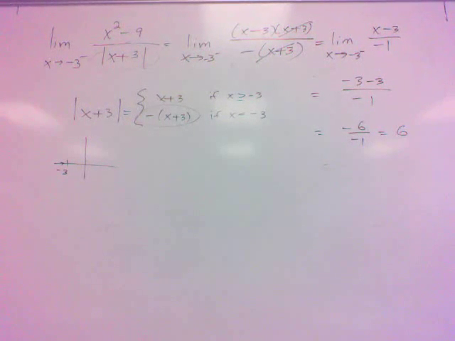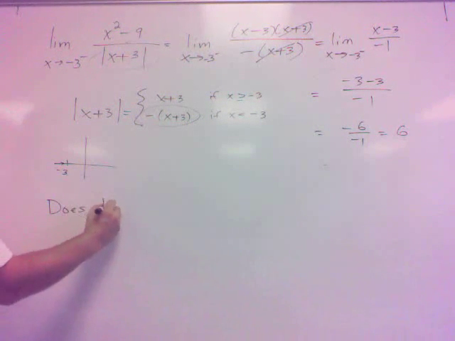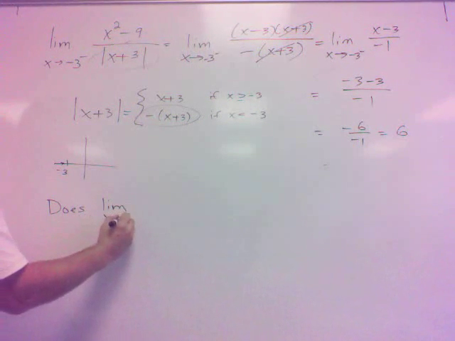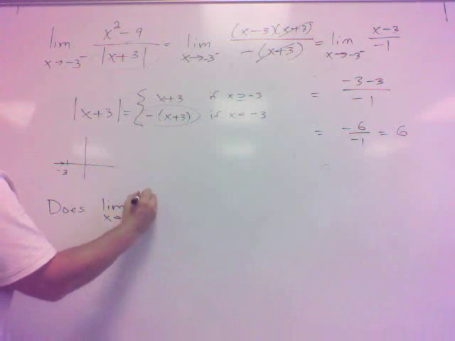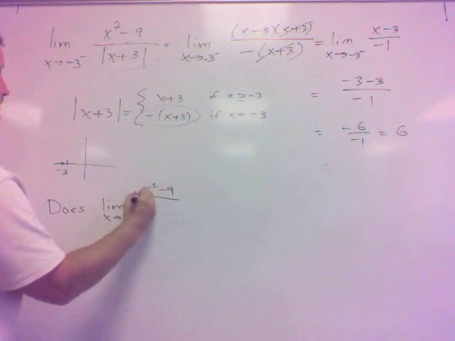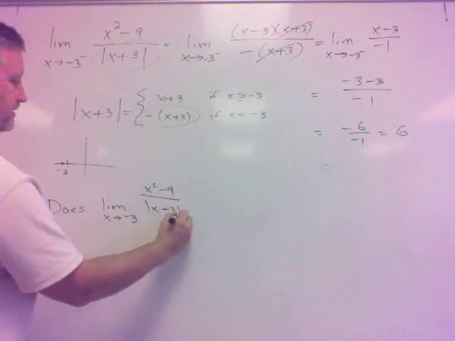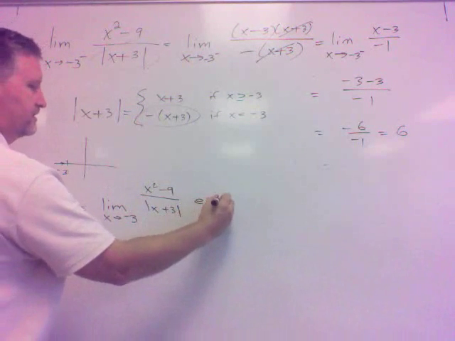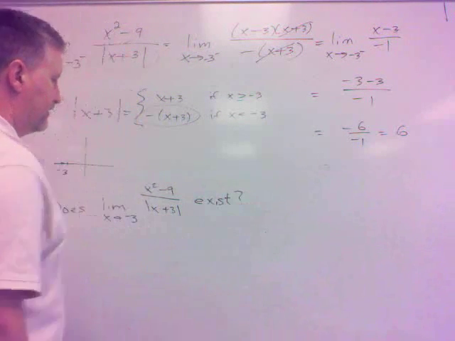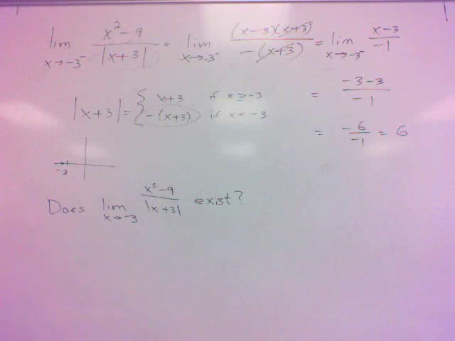All right. Well, let me piggyback off of this little work here, and let's ask a second question on this. Does the limit as x approaches negative 3 of x squared minus 9 over absolute value of x plus 3 exist? And if so, what is it? Or if not, explain why.